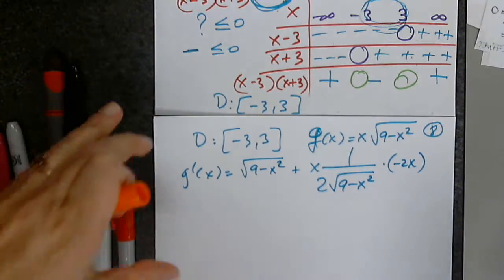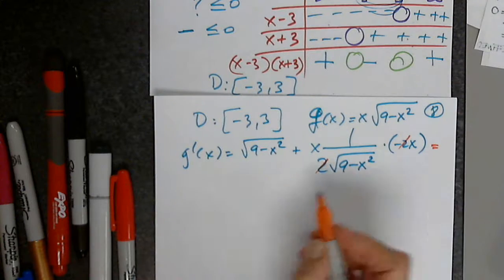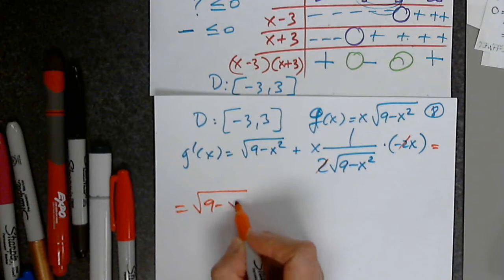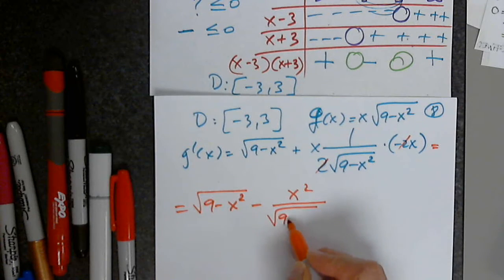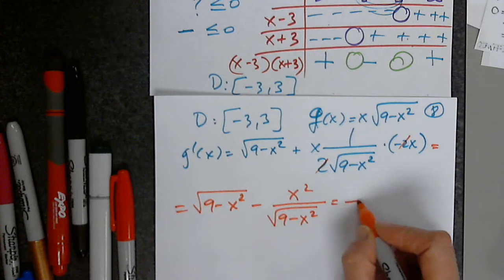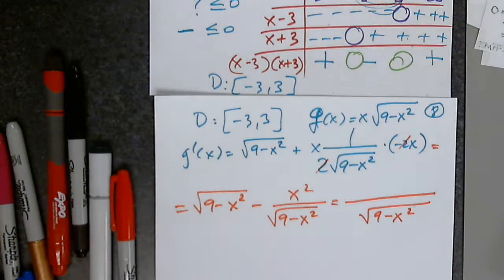Okay? The only thing I can do is simplify 2 with 2, nothing else for now. So I have the square root of 9 minus x squared minus x squared over the square root of 9 minus x squared. Of course, I need to find the least common denominator. That's the reason why I said in the previous chapter, you will see why we will have to fully simplify each expression till the end.